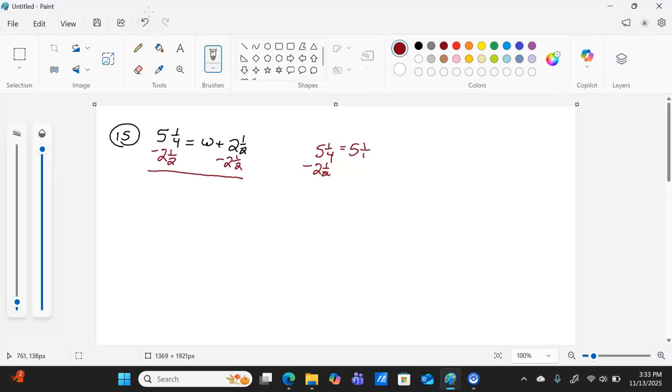1 1/4, or minus 2 2/4. But we are going to have to borrow from this 5, making it 4 4/4. And since we already had 1/4 there, that means we're going to have 4 5/4, minus 2 2/4. So 5/4 minus 2/4 is 3/4. 4 minus 2 is 2.